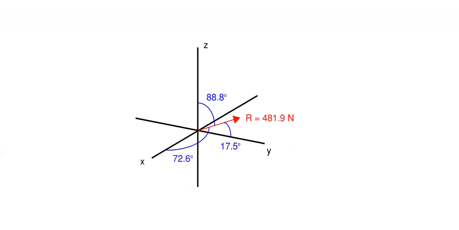Now, you actually wanted to see a picture here. This is what it would look like with those angles. So we would have our resultant magnitude in a single vector form of 481.9. And here's our angle of alpha of 72.6. Here's our angle beta of 17.5. And here's our angle gamma right here off the z of 88.8 degrees. And that is where our resultant force would lie. And that's how you would answer that entire problem.